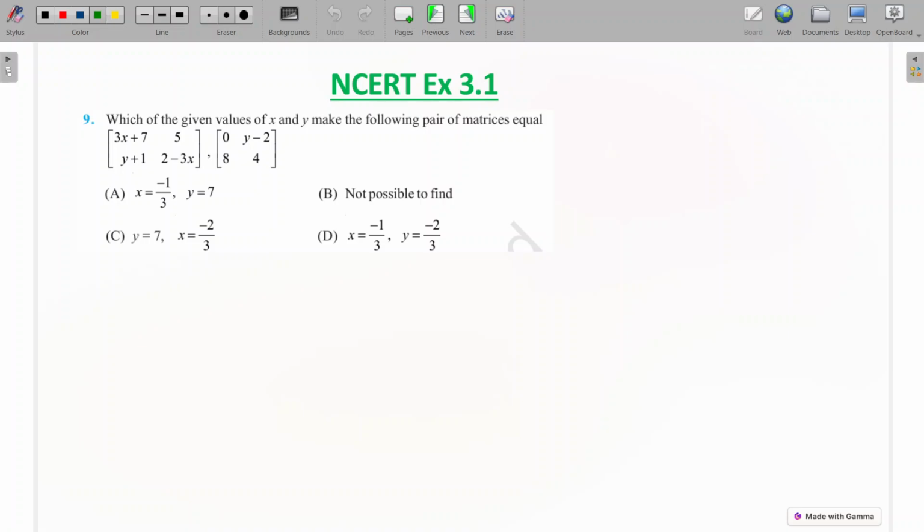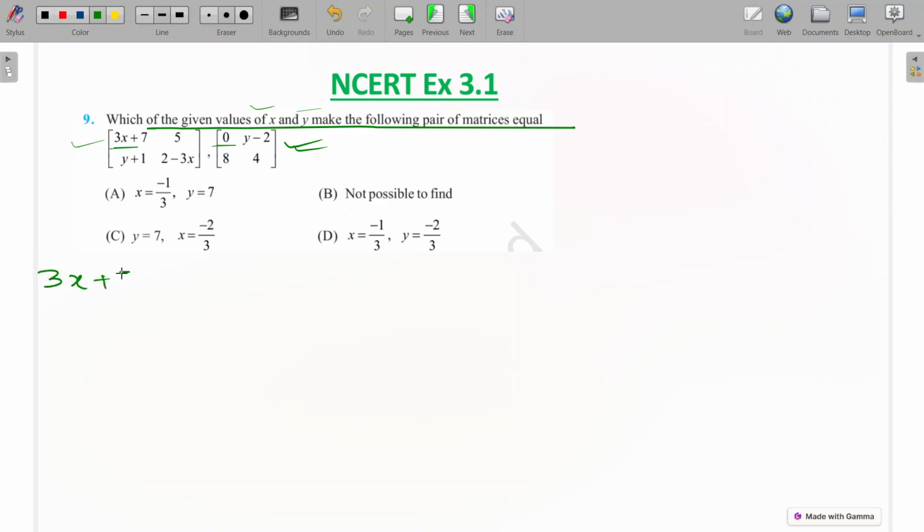Now for the next question, it is saying which of the given values of x and y make the following pair of matrices equal. So here also it is saying this matrix and this matrix are equal. So for what pairs of x and y will these matrices be equal? Let's solve this. Here we can see that 3x plus 7 is 0.